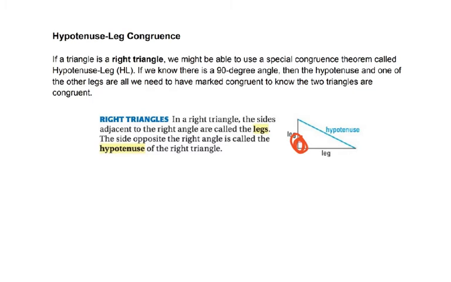And so we need the hypotenuse to be marked and one of the legs to be marked. So if we had two triangles and we had the hypotenuse marked and one leg marked on both of them, and we knew this was 90 degrees, because that's the key, right? It has to be 90 degrees for that to be a hypotenuse. Then we have everything we need.